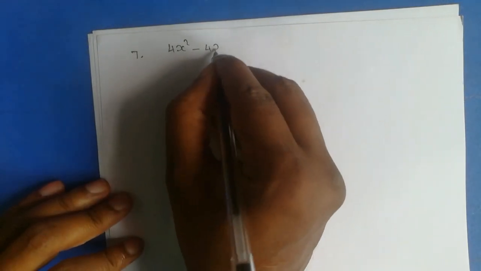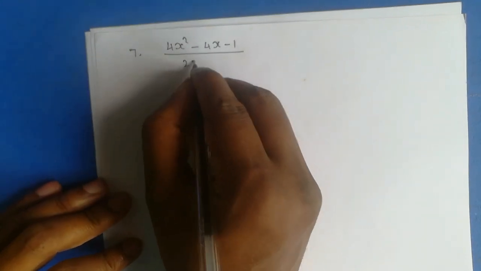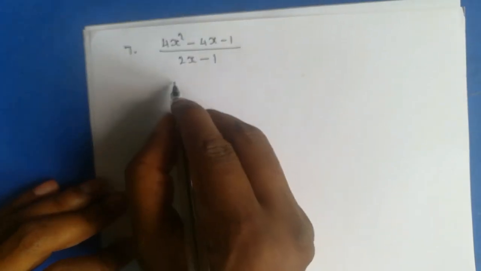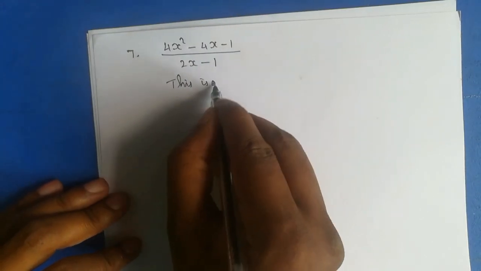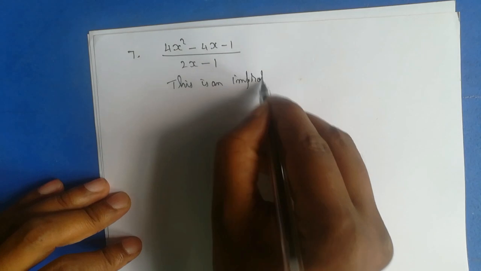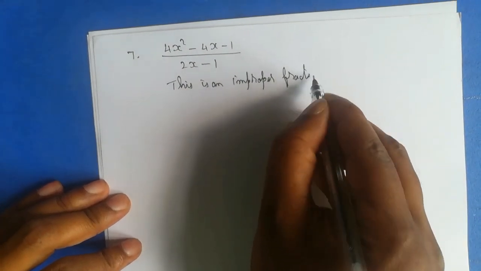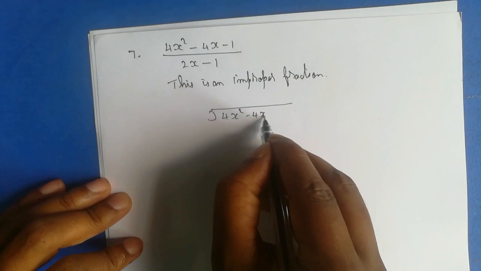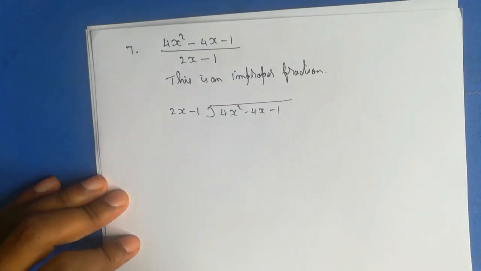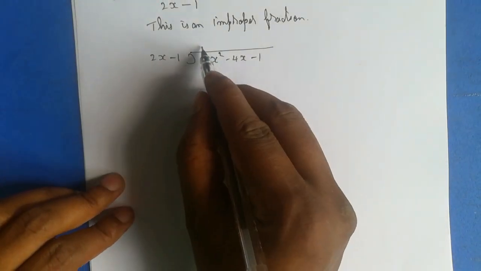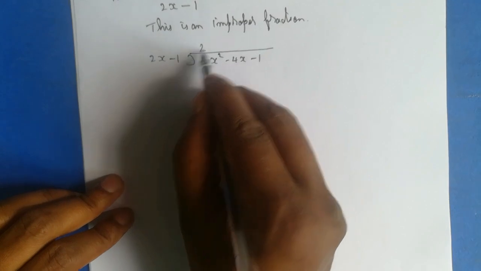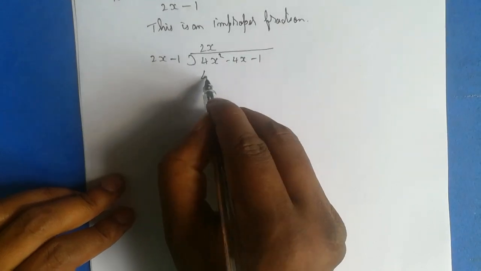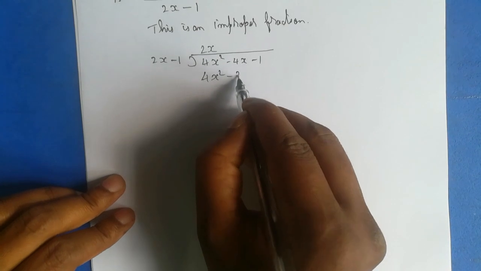4x² − 4x − 1 divided by 2x − 1. The degree of the numerator is greater than the denominator. Therefore, this is an improper fraction. We'll divide this. 4x² − 4x − 1, 2x − 1. I'll put some term, you should get the same term. 4 is there, so 2 2s are 4. Here x² is there, here x is there, so 2x. If you multiply with this, 4x² − 2x.